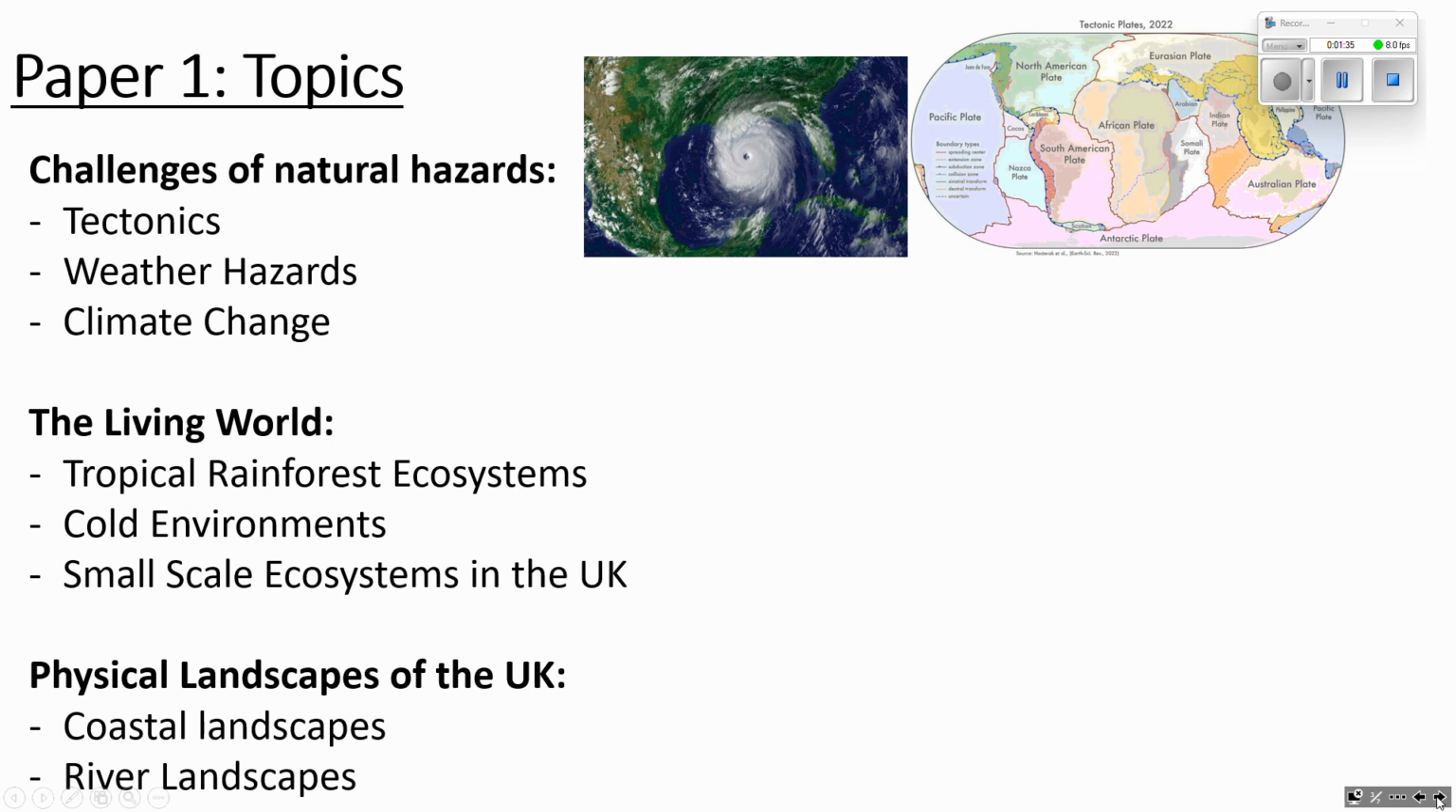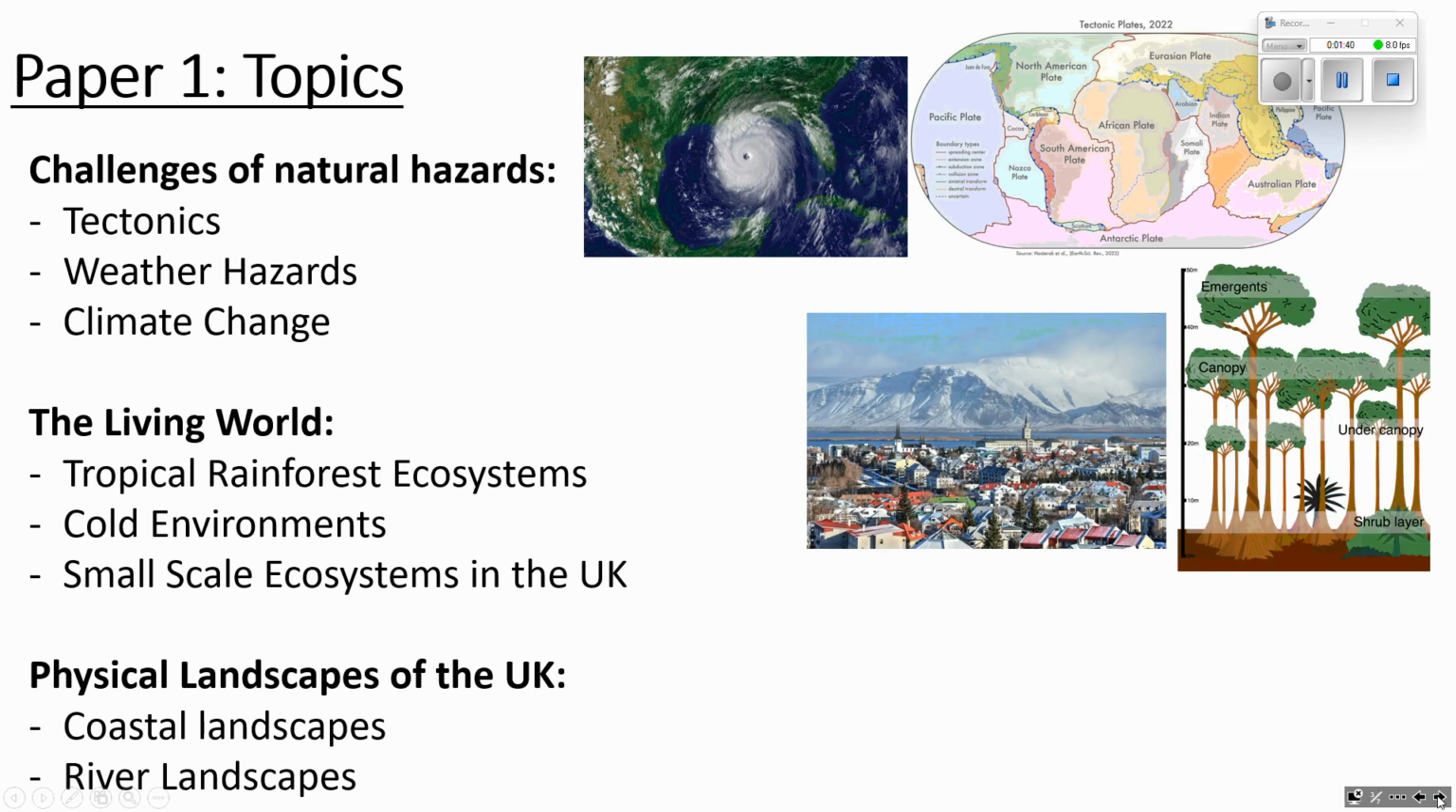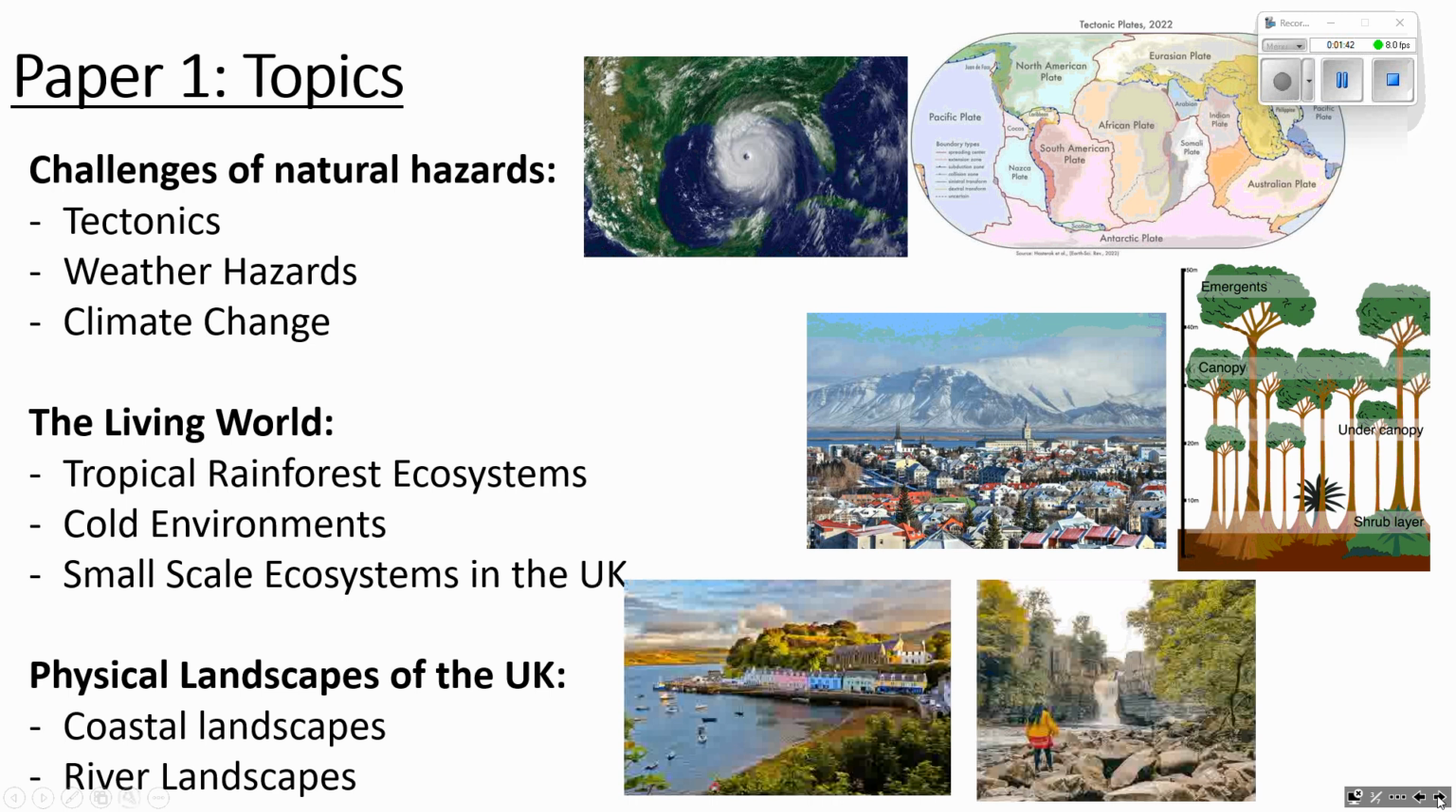Physical landscapes of the UK, finally on paper 1, so we're going to look at coastal landscapes and river landscapes within that. We're going to look at the ways people interact with these physical environments and some of the challenges that are posed in these environments.